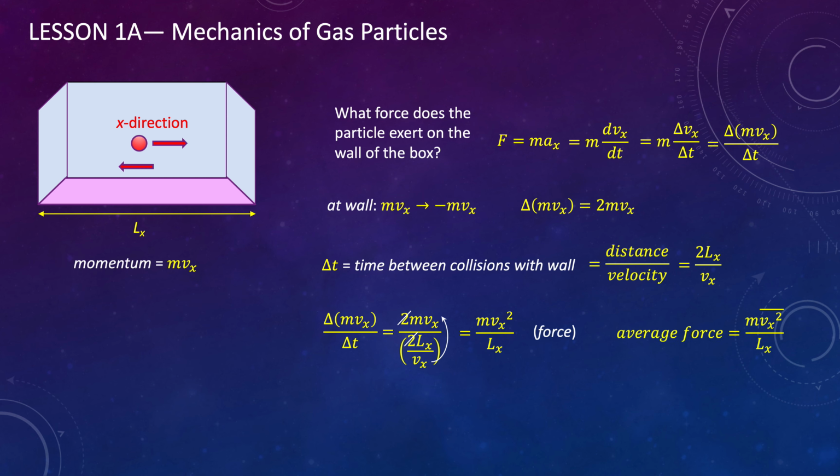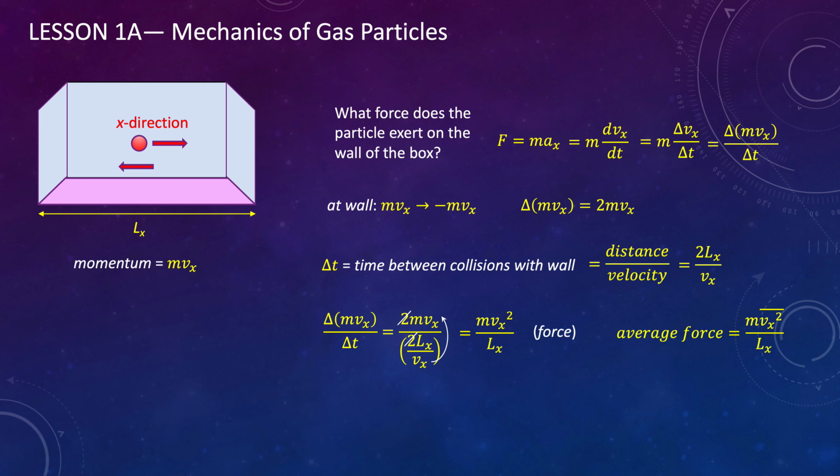Now, we're going to go a little bit step further and say the particle, there may be many particles moving in this direction, and they're going to have a variety of different velocities. So we're going to substitute an average velocity squared for the velocity squared. All right, it's a small change, but you'll see in just a moment why this is important.